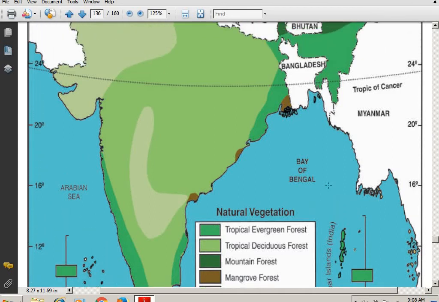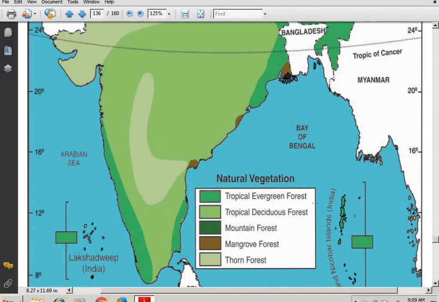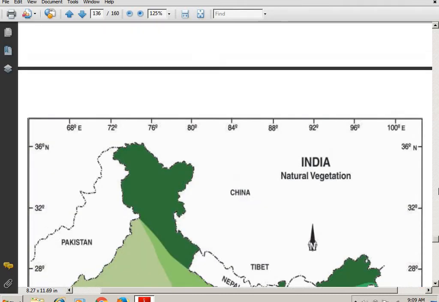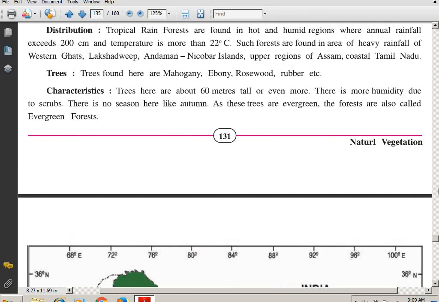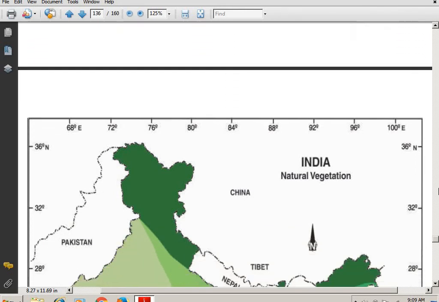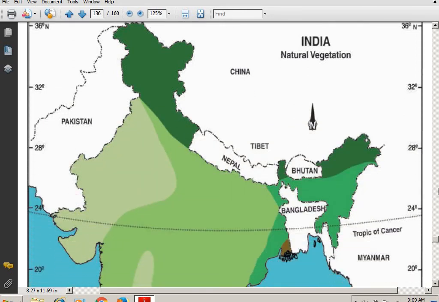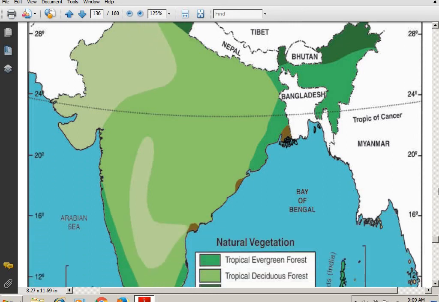So the tropical evergreen forests, which we saw over here. See the color. Where have they been grown? In the Western Ghats and all we studied. See the color, you can make it out. Also coastal Tamil Nadu and the upper region of Assam. So you got it, students? Now the tropical deciduous forest. That was about the evergreen forest, which is another name for the tropical rainforest.